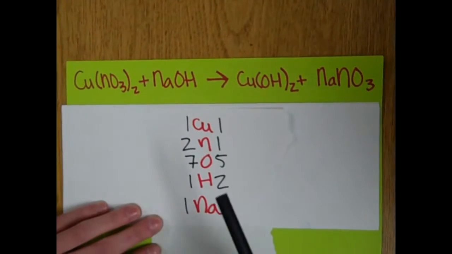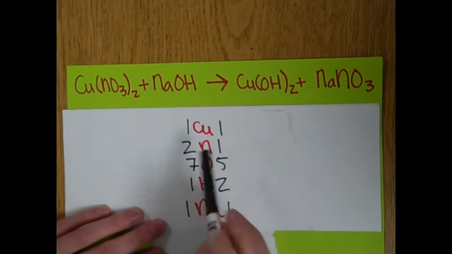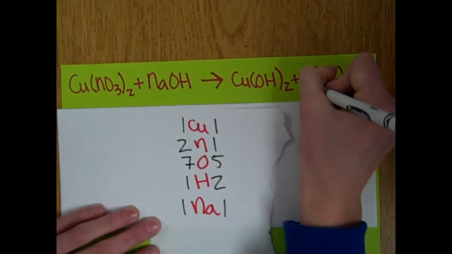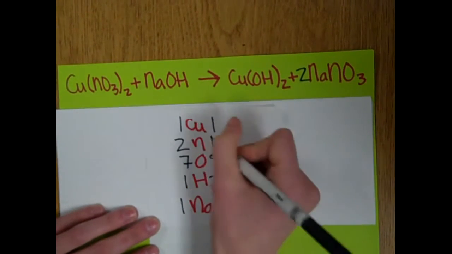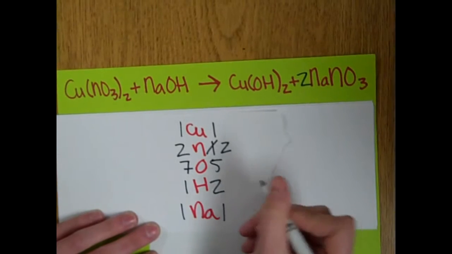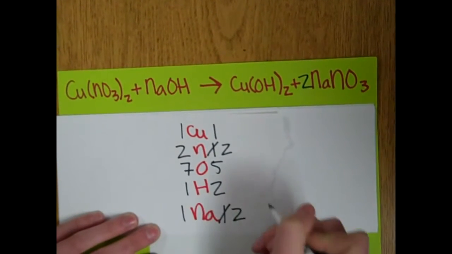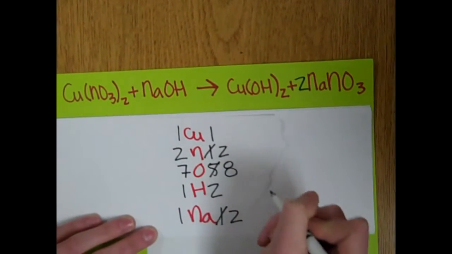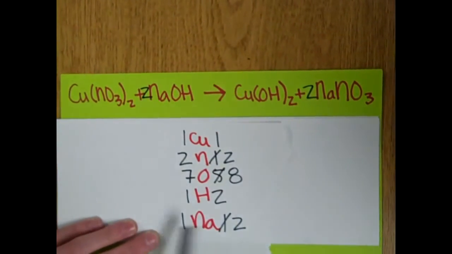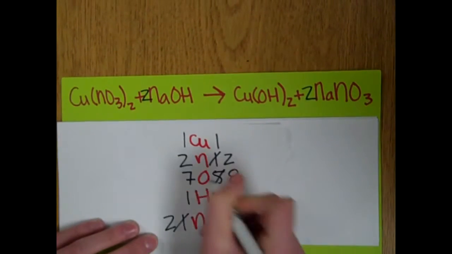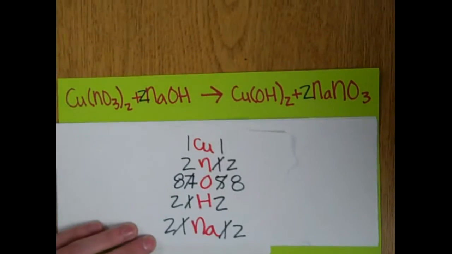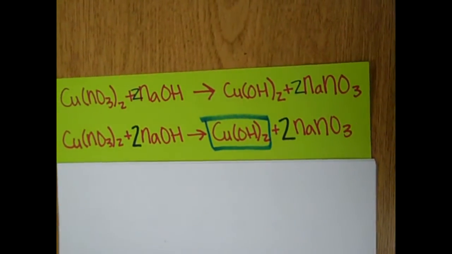So first we can balance the nitrogens. Since there are 2 on this side and 1 on this side, we can put a 2 in front of there. And then that changes that to 2. And then it adds another sodium also. And 3 more oxygens. So next we can balance the sodium. Put a 2 in front of there, which changes that to 2 sodiums, 8 oxygens, and 2 hydrogens. And then here's the balanced equation.